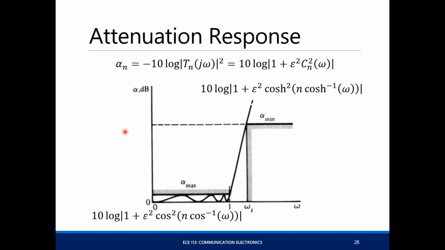So again, let's look at the attenuation response of your Chebyshev filter. So we have this, get the attenuation in dB, you have this equation, and substitute your Chebyshev polynomial, you have this equation. Again, epsilon right here pertains to the error factor.